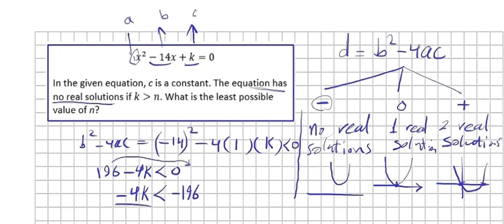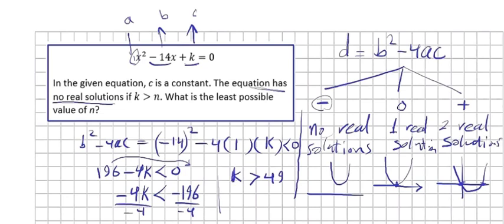Then we can divide by negative 4 on both sides. But when you divide by a negative, we need to change the direction of the inequality. So we have k is greater than 49. If you divide this number by negative, the negative cancels the other negative, and then 49 is the answer. But this value is not yet the answer; k is greater than 49.